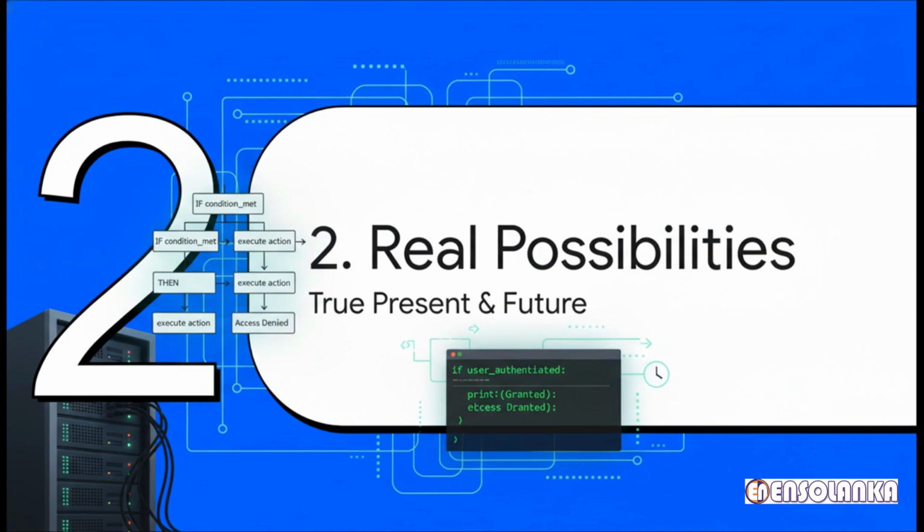All right, let's dig into section 2, describing real possibilities. This first type is all about the real world. We're talking facts, predictable results, and things that could actually happen. This is that fundamental if-then logic of what's real and what's likely.